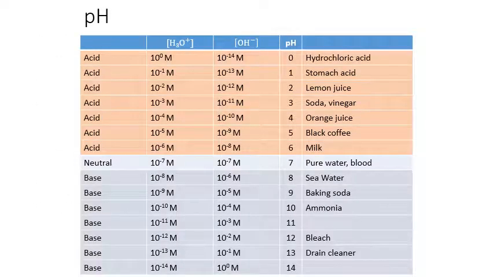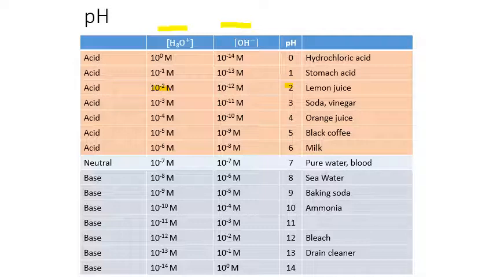And just to put some stuff into scale here, here are some different materials. I gave you the H3O concentration in moles per liter. We give you the OH concentration in moles per liter. We also just took the negative log of the H3O. So the negative log, for instance, of 10 to the minus 2 is 2. So you can see the pH.